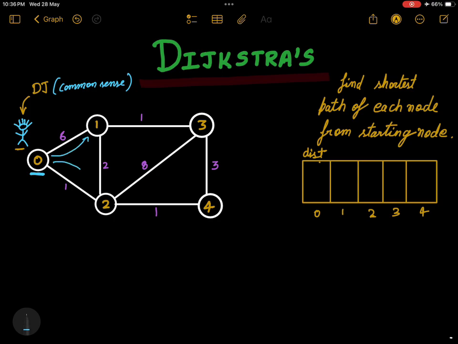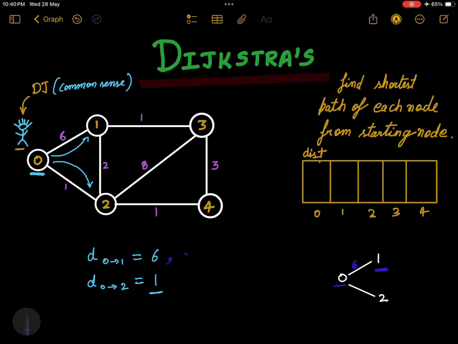So first he just saw the distance from 0 to the nearest nodes, which is node 0 to 1 and 0 to 2 respectively, which are 6 and 1. Right? Now what he thought was, let's see it in a graph here. So we have a node from 0 to 1 and 0 to 2. Now he first took the case of going 0 to node 1. So one way is we can go directly and it will cost us 6 units, okay?